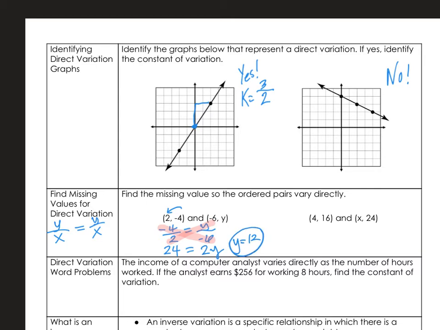Okay, we're going to do the same thing over here. So we're going to put our y over our x's and set them equal to one another. So 16 over 4 is equal to 24 over x. We are going to cross multiply. So we get 16x, and then we're going to cross multiply, and we are going to get 96. And then we're going to divide by 16, and when we do, we get x equals 6. So that was that missing value.